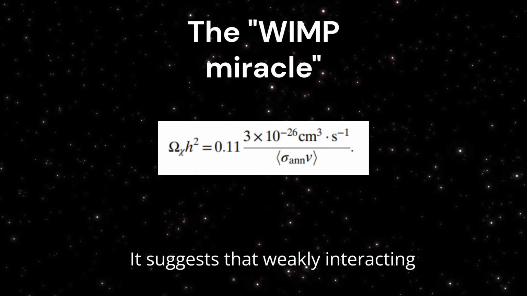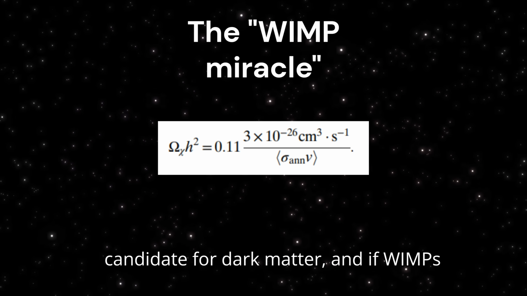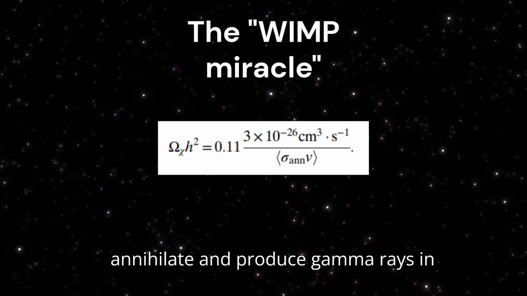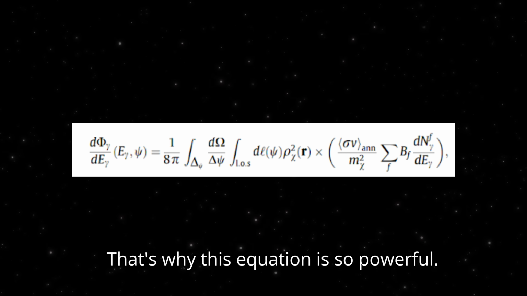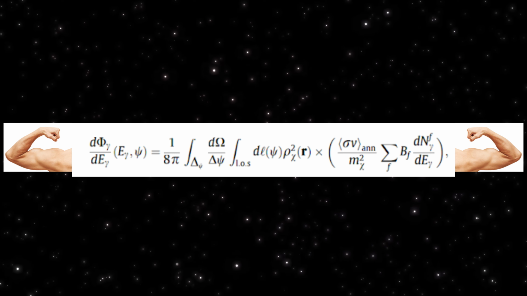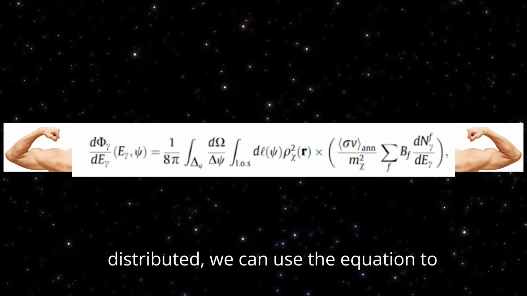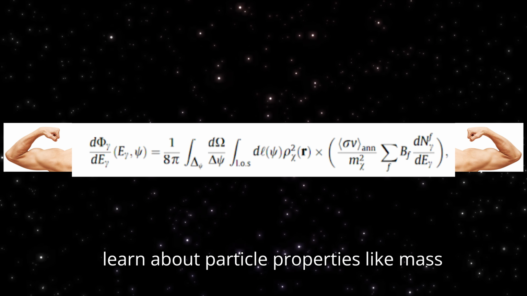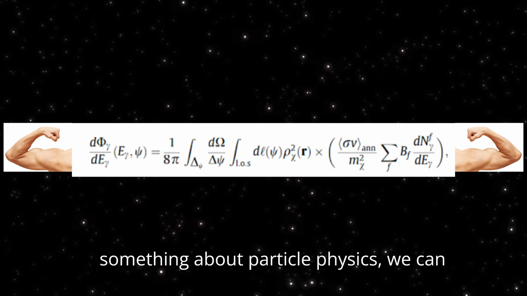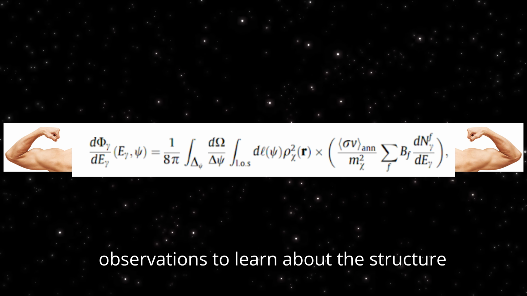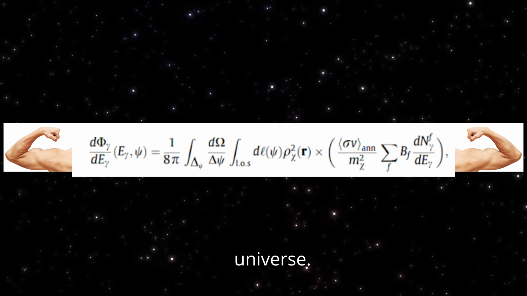It suggests that weakly interacting massive particles are a compelling candidate for dark matter, and if WIMPs are real, they should occasionally annihilate and produce gamma rays in regions where dark matter is dense. That's why this equation is so powerful. If we know, or assume, how dark matter is distributed, we can use the equation to learn about particle properties like mass and annihilation rate. Or if we know something about particle physics, we can turn it around and use gamma ray observations to learn about the structure and density of dark matter in the universe.